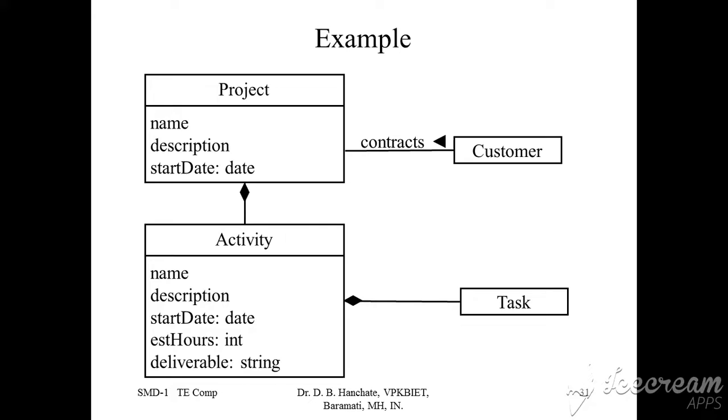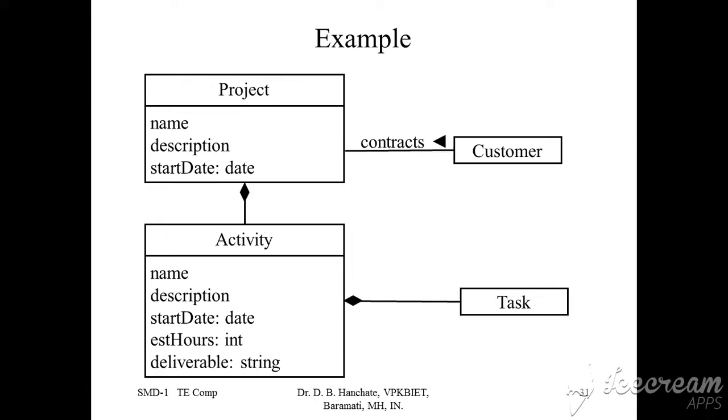So the activity name, the description of the activity, then starting date of the activity, and how many hours are required to do the activity. The deliverable things is there. That deliverable things, what are the deliverables will be given from the activity. So this is a project contracts a customer, and this is the example.